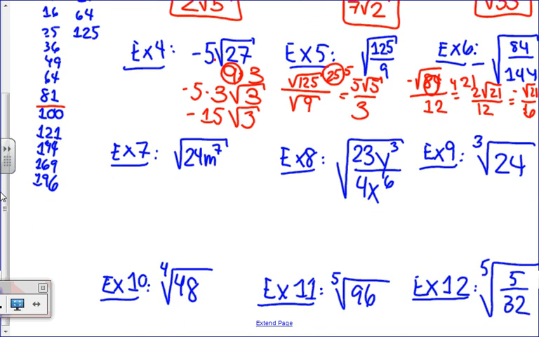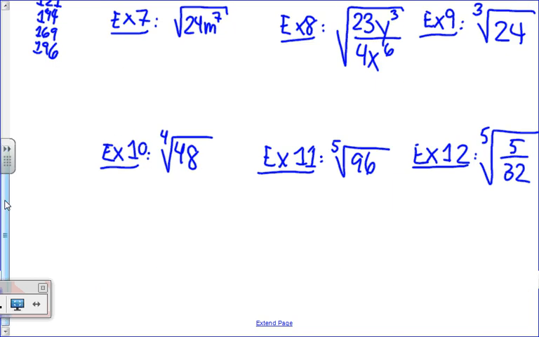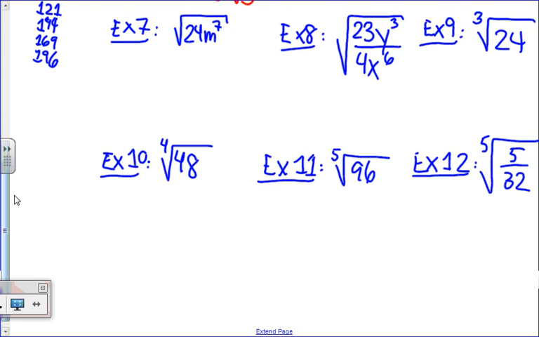Alright, we're going to start to throw some variables in there along with the number. So let's focus on the number first, 24. 24 is what times what? 4 times this? What's the square root of 4? Okay, so 2 comes out in the space, and the 6 stays in.